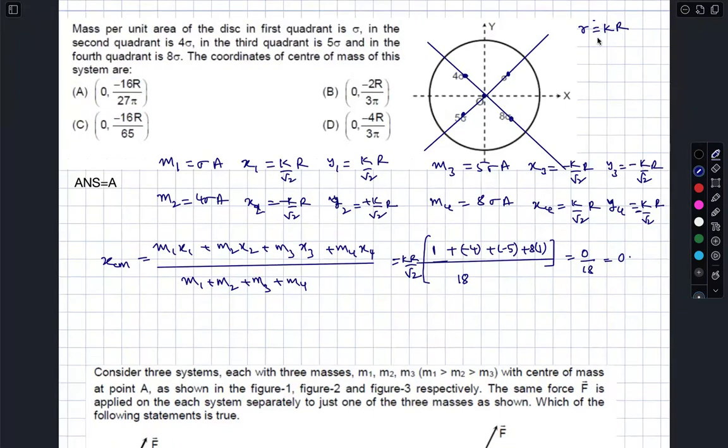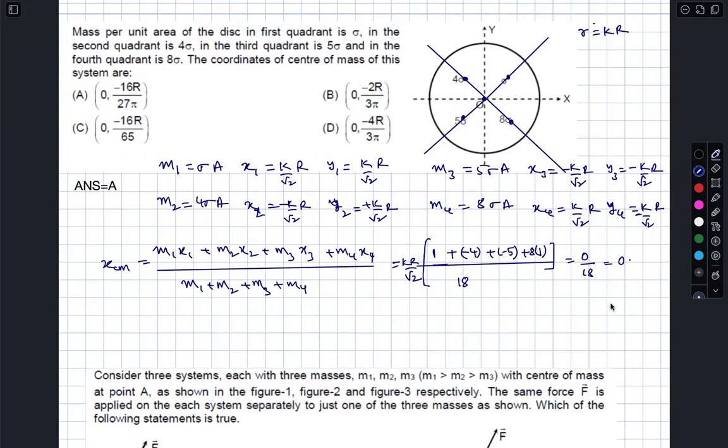With this, you can say that XCM is 0. Similarly, you find out YCM. YCM also you will substitute: M1Y1 plus M2Y2 plus M3Y3 plus M4Y4 divided by M1 plus M2 plus M3 plus M4.